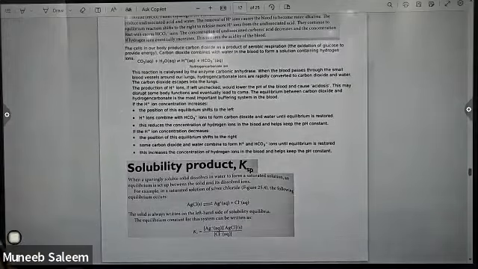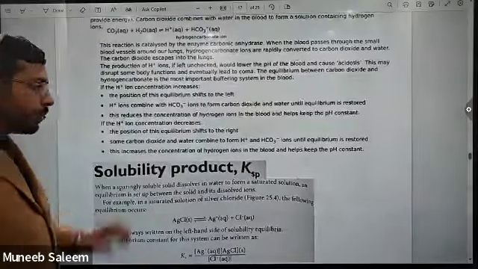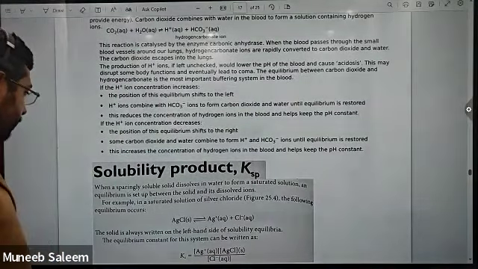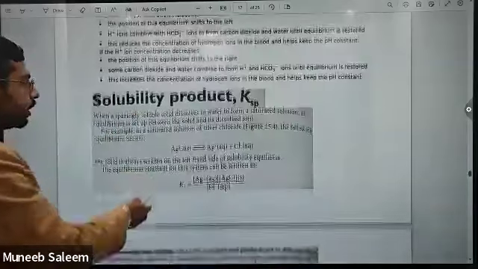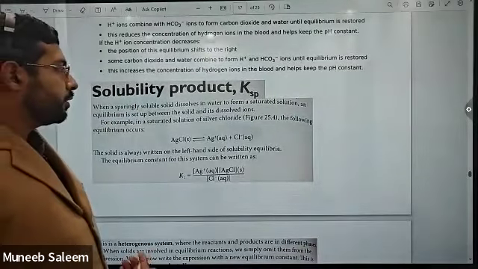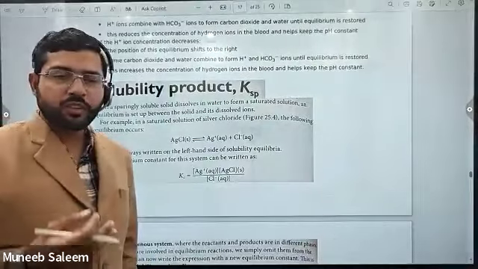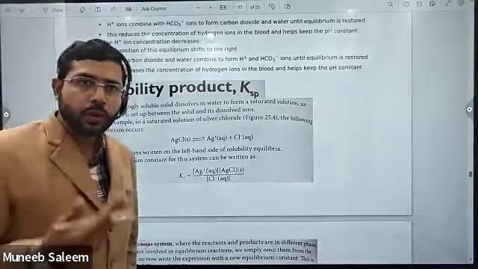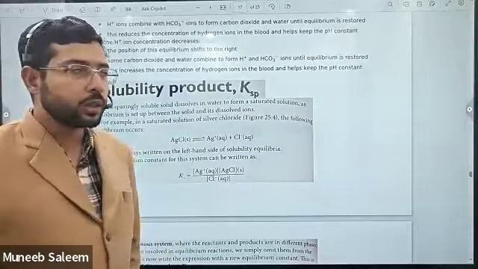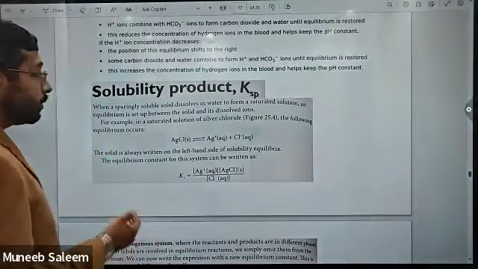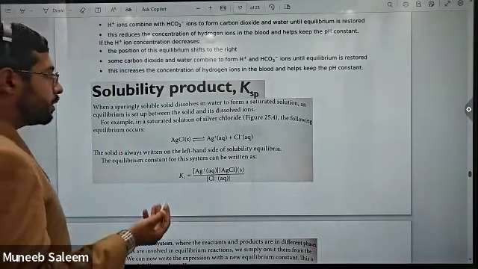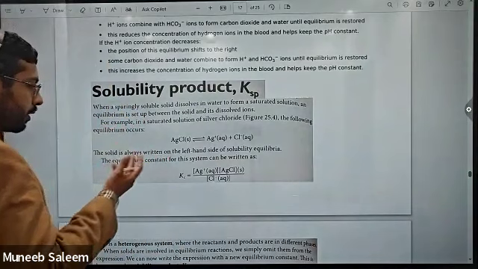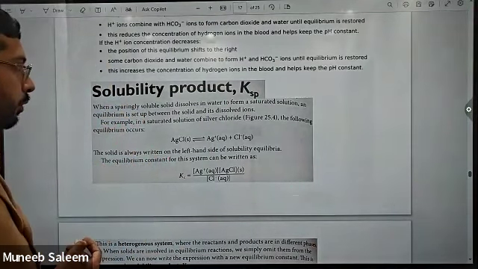Now our next topic is based upon the solubility product. This is our new topic to start with, solubility product. The solubility product states that whenever we have a sparingly soluble compound, a type of a compound which is not completely dissolved in solution, then for such solutions or substances, we can use the solubility product. It is kind of a constant to find the solubility.